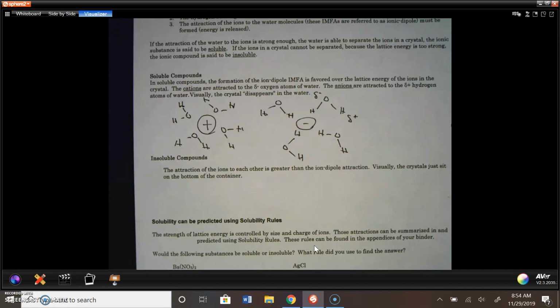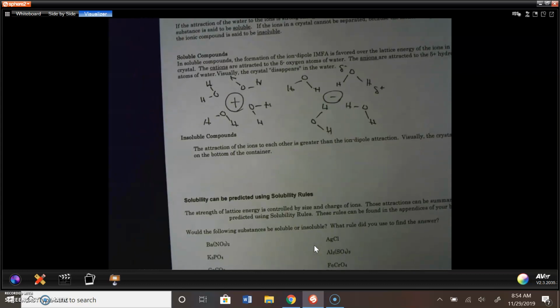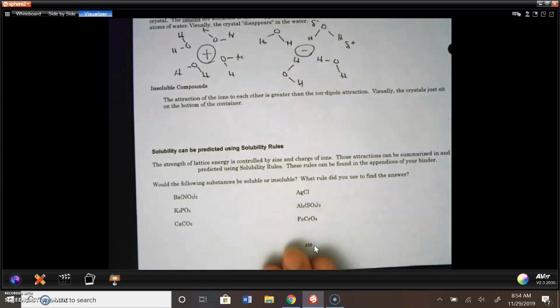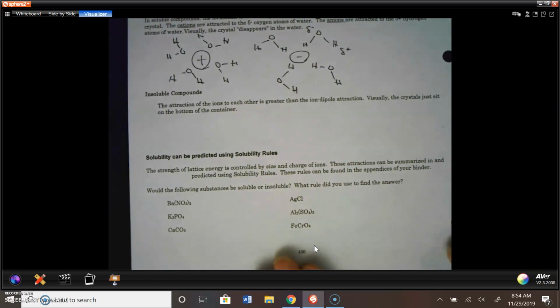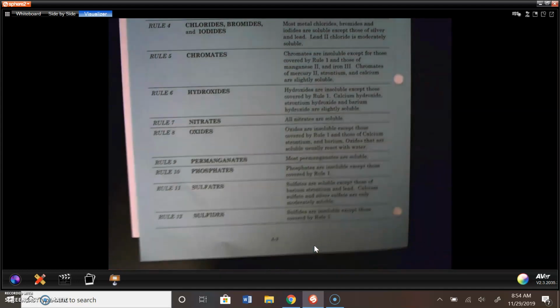Now, when we talked about strength of attraction, we were talking about how the lattice energy is a little bit different. So what I want to do, in order to show that, we've got something called solubility rules. So what we're going to do is take a look at a set of solubility rules. I probably should pull this back up a little bit so you can see the whole set. So solubility rules, you have these in your appendices.